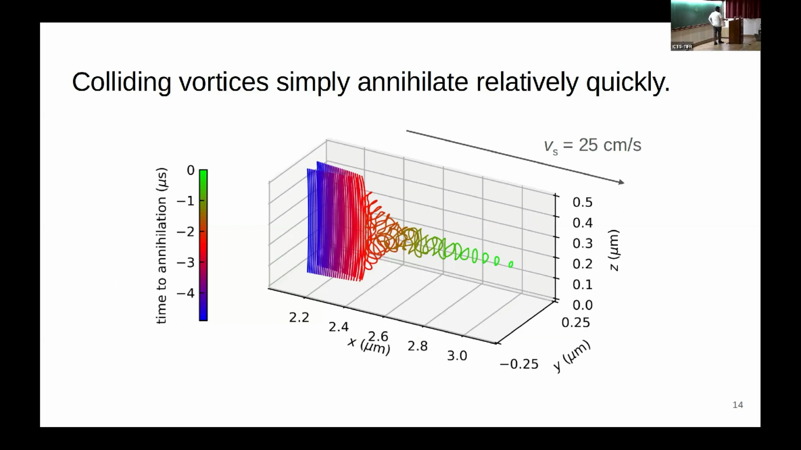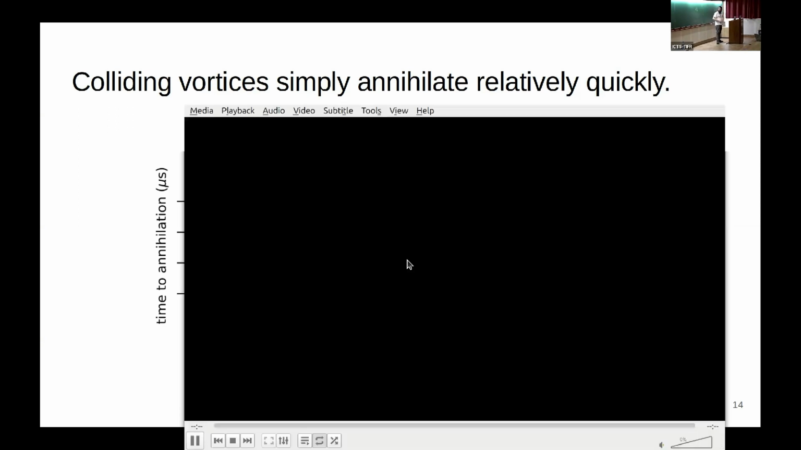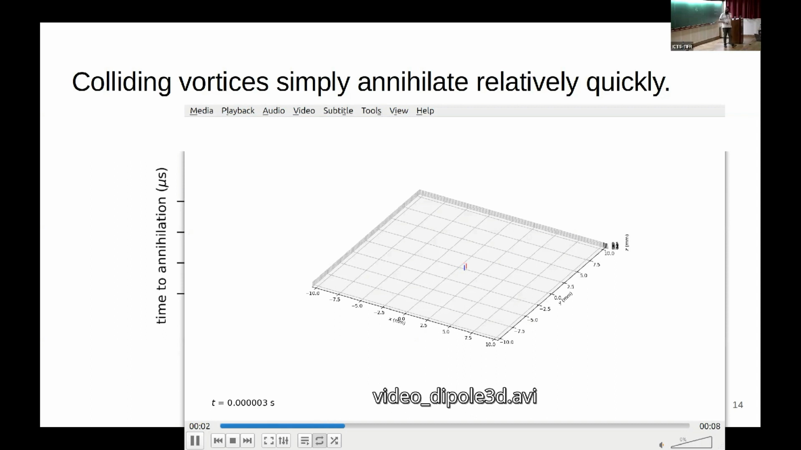Now, if I show it in more realistic aspect ratios, you see that these vortices really don't develop any three-dimensional structure at all until they annihilate. This is still not a realistic aspect ratio of the experiment. The aspect ratio of the experiment is about 2,000, so half a micron tall, 1 millimeter wide.